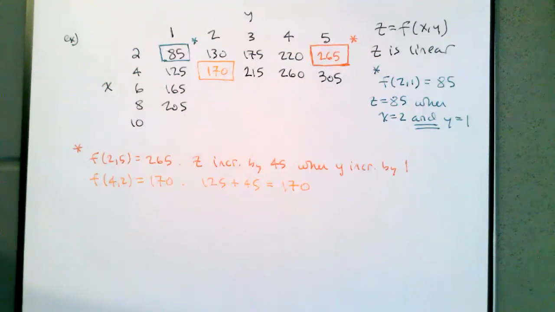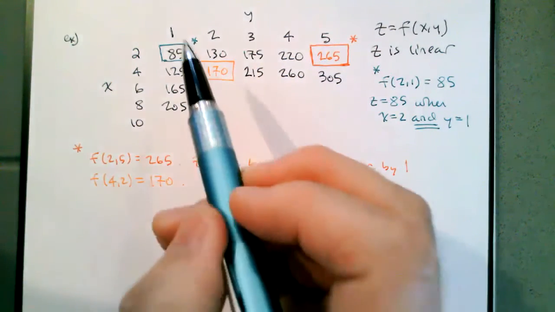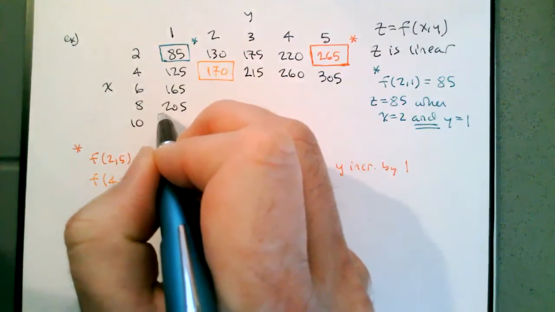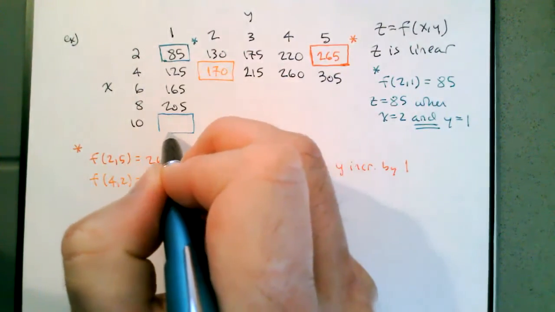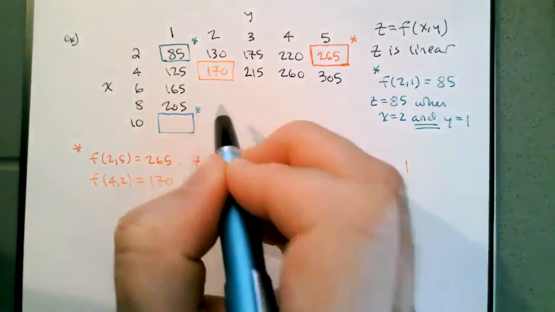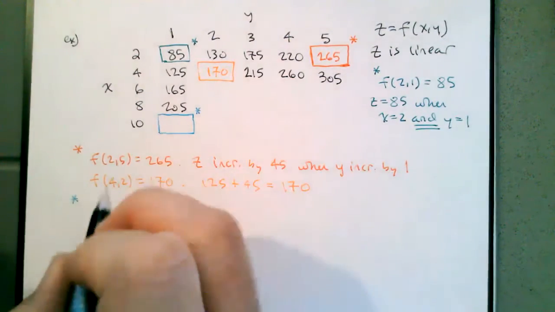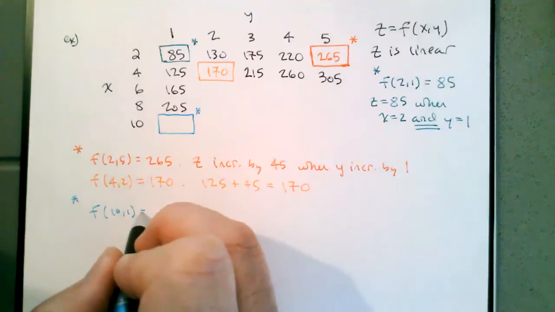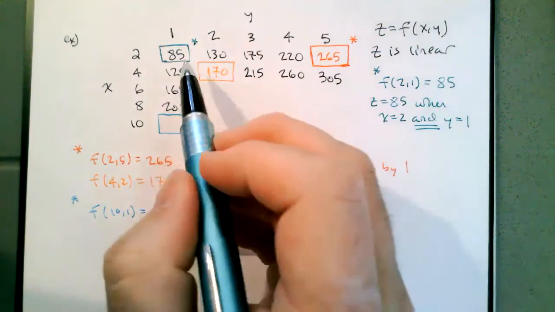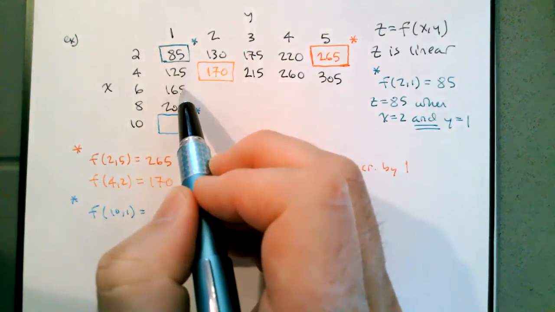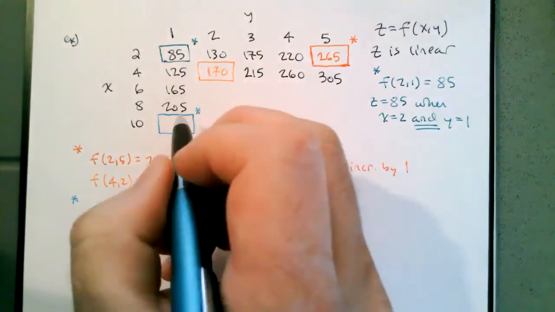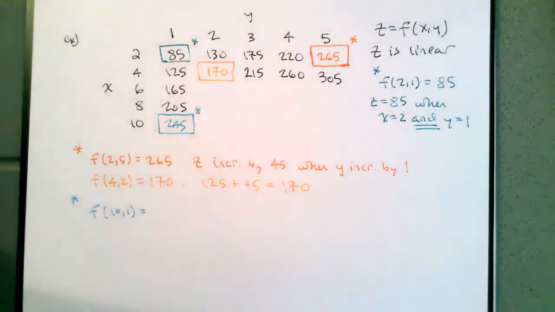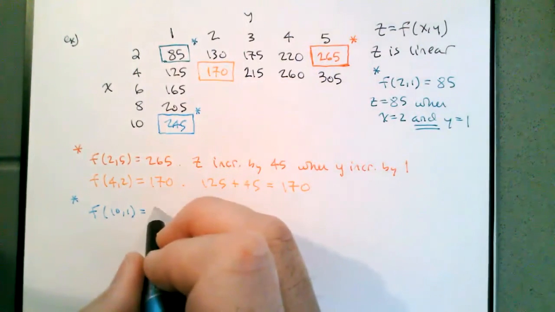So in the x direction, if we just take all this information that we have when y is equal to 1, we can use that to figure out what's going on when y is 1 and x is 10. So if we want to find f of 10, 1, we go from 85 to 125 to 165 to 205. So here at 10, 1, we must be at 245. That's what the chat all agrees.